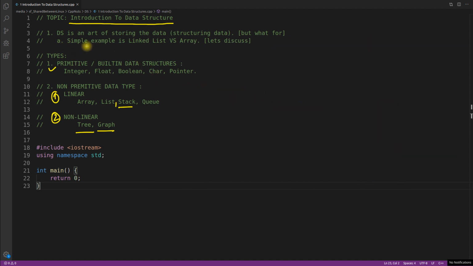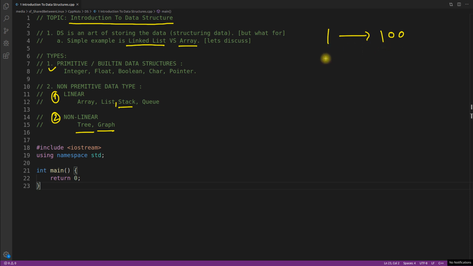Okay, so this simple example is whether you should choose a linked list or an array for your problem. The problem is, let's suppose you have 1 to 100. I mean 1 to 100 means there are a total of 100 numbers and they are shuffled.